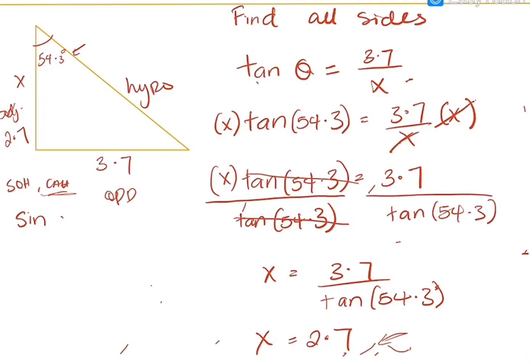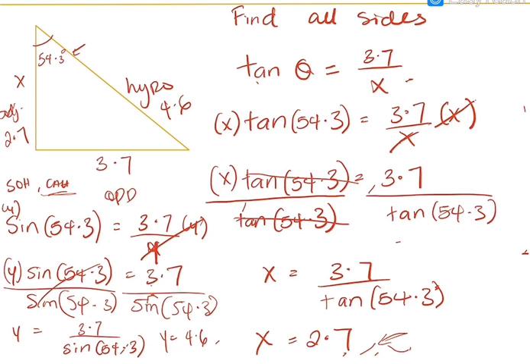So sine 54.3 would be equal to opposite over hypotenuse, which is 3.7 over, we're going to make that y since we already used x. Again, we're going to do the same thing on this side. So I went ahead and solved this off camera. We did the exact same thing I did for the other side, but this time we're plugging in sine instead of tangent into the calculator, and our final answer was 4.6. Now we've solved for everything on the triangle.